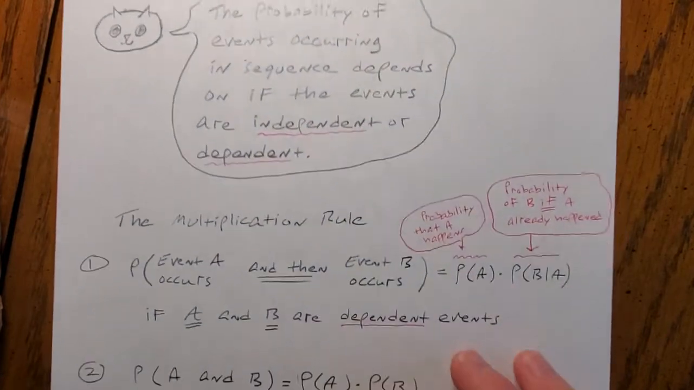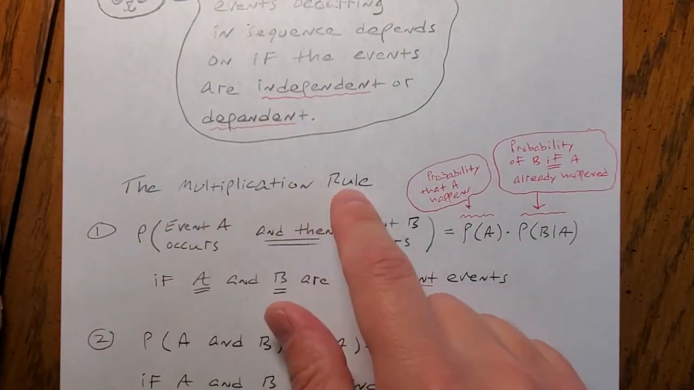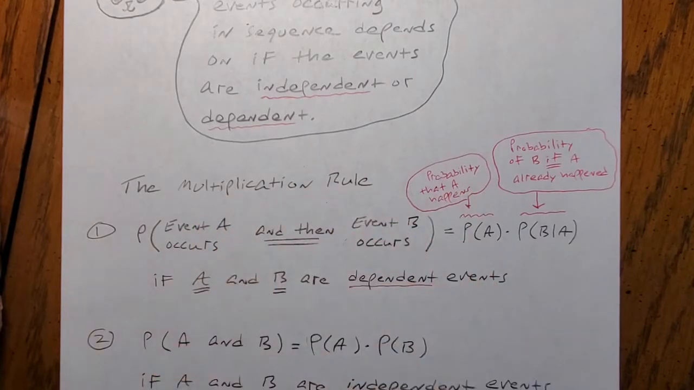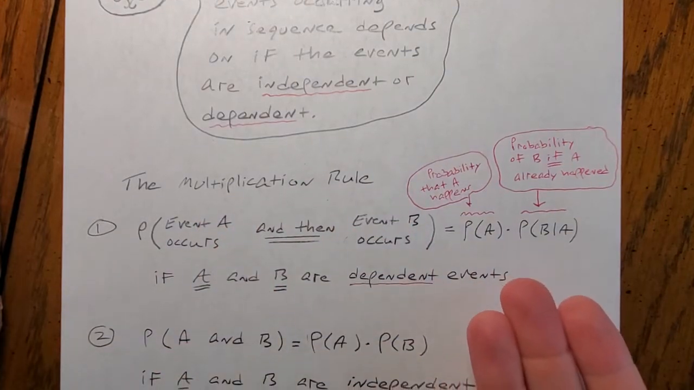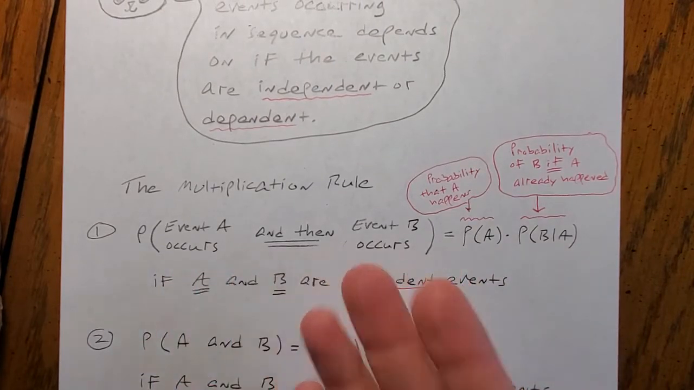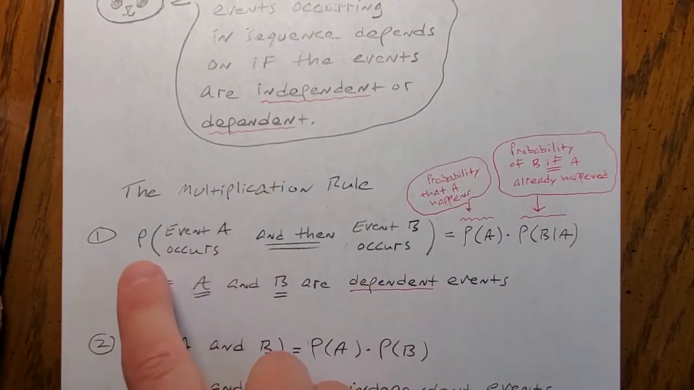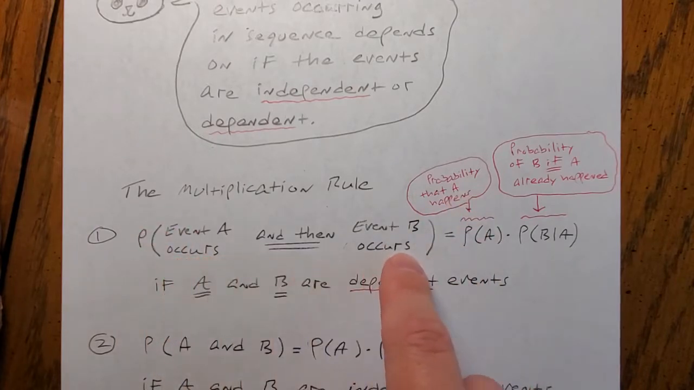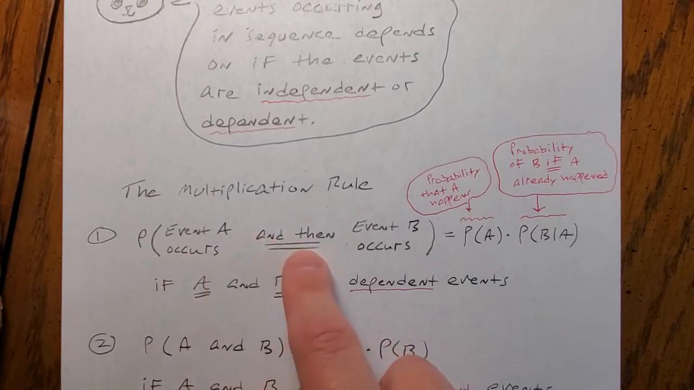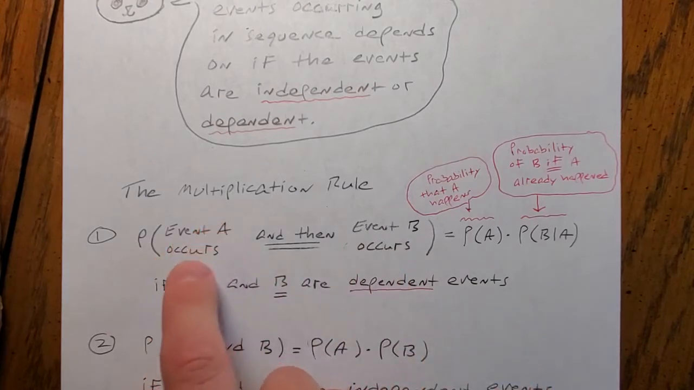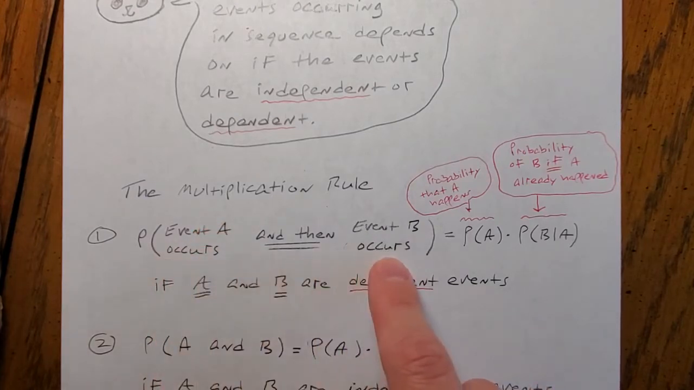Now here's how. There is something called the multiplication rule. And it gives us guidelines, gives us a formula for how to calculate the probability of 2 events occurring in sequence. So I want you to think of it like this. I wrote my P for probability, my parentheses, and then the event is this: event A occurs, and then event B occurs, okay? So here's how you calculate that. The event A occurs, and then the event B occurs, okay?